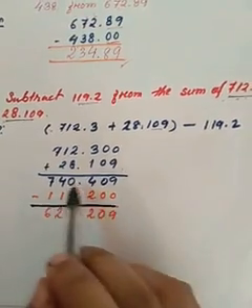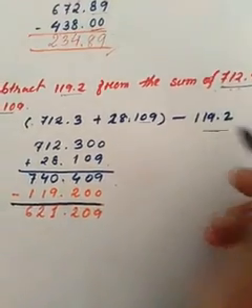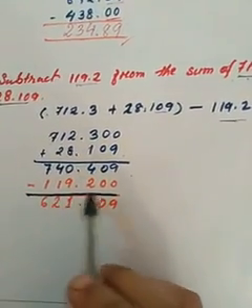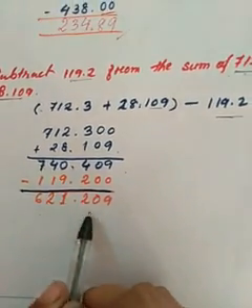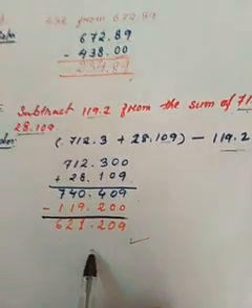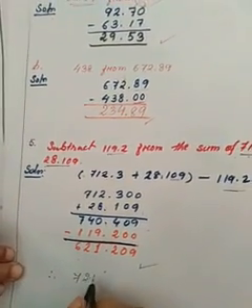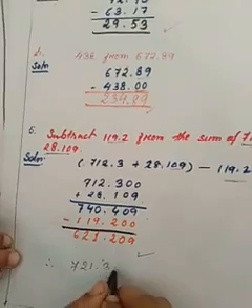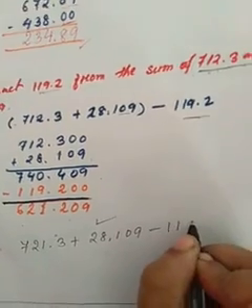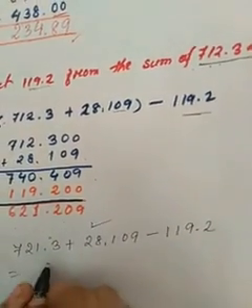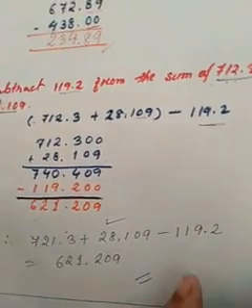So after adding we have got 740.409. Then we'll subtract this. After subtraction I have got here 621.209. So this is the result. Alright, so at last we can write like this. Therefore 712.3 plus 28.109 minus 119.2 is equal to 621.209. Okay, so this is the result.